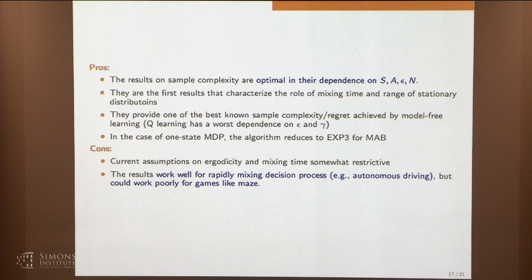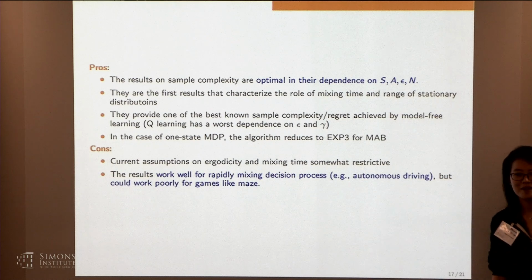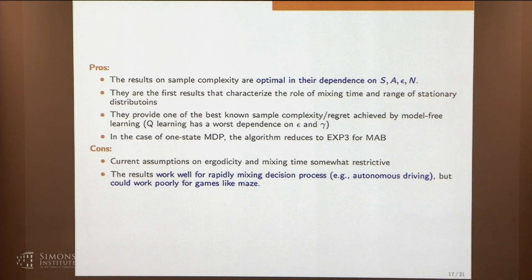So for certain problems, when the process actually mixes rapidly, I think this algorithm is going to be pretty efficient. A rapidly mixing process, an example would be autonomous driving, because whenever we drive our car and we do something wrong, we're going to crash immediately. A counterexample would be if I search in a maze, I could be making a wrong move in the beginning, but it takes me a super long time to realize. So those two types of games are very different in terms of how fast they mix under reasonable policies.